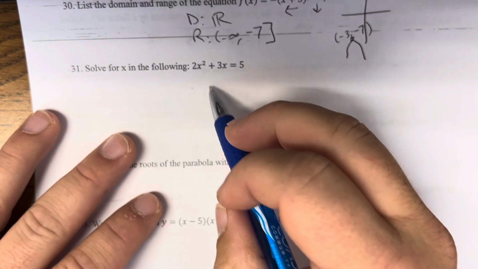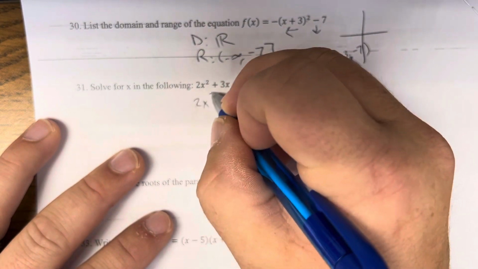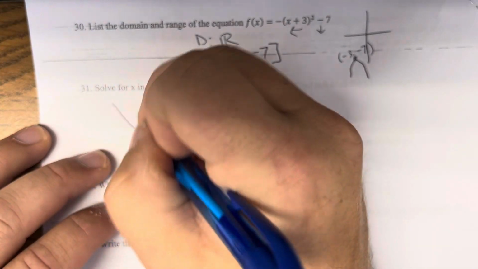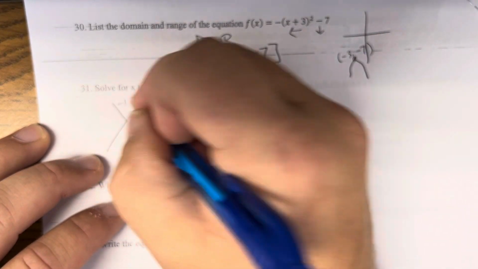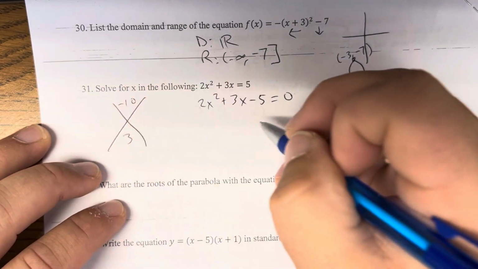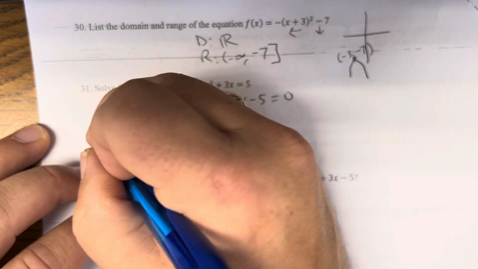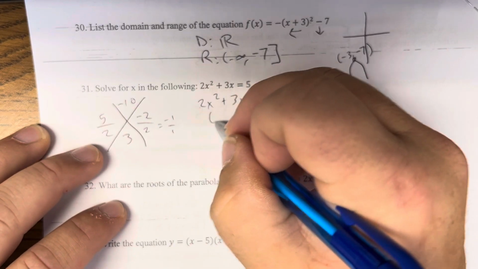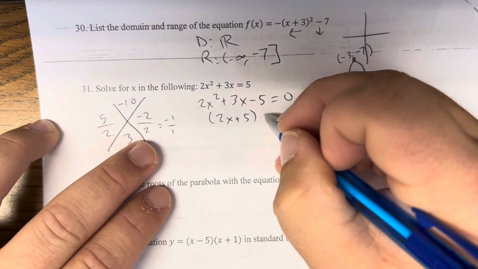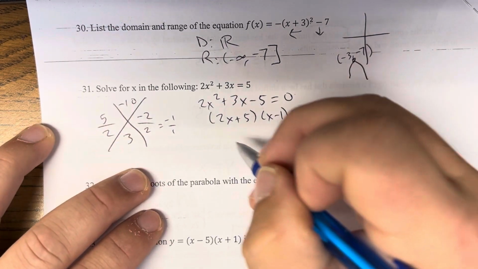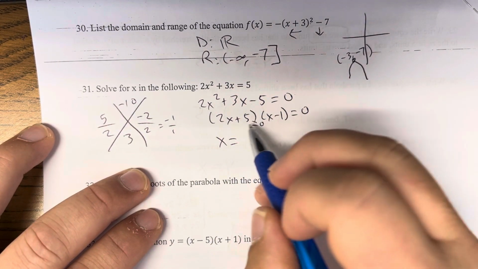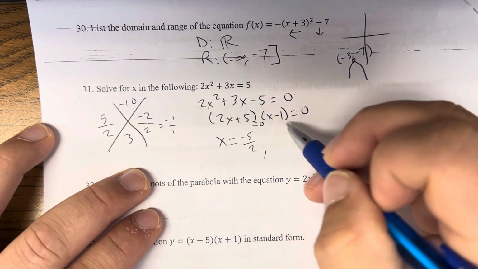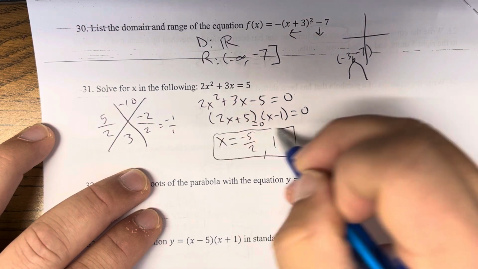Solve for x in the following. So we want to first get it set equal to 0, so 2x squared plus 3x minus 5 equals 0. And then we'll see if it factors first. So we're going to have negative 10 on top because that's 2 times negative 5, 3 on bottom. And we're going to have 5 and negative 2. And so that's going to be 2x plus 5 and x minus 1 equals 0. And so x equals, if I set this equal to 0, we're going to subtract 5 and then divide by 2. So negative 5 halves, add 1. Those are my two answers.